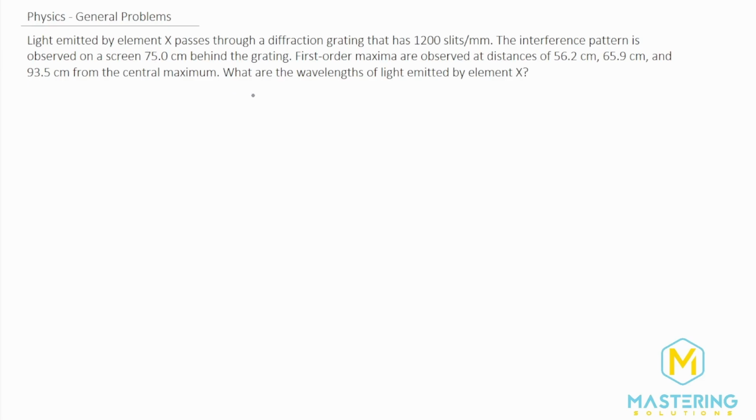Since we have this light emitted by this element, they say that there are several wavelengths that are emitted by it, and we don't know what they are. That's what we're trying to solve for. Because they tell us that all of them are first order maxima, m is going to be 1 for all of them. And since they're all first order maxima, and we have multiple of them, that's how we know that there are different wavelengths.